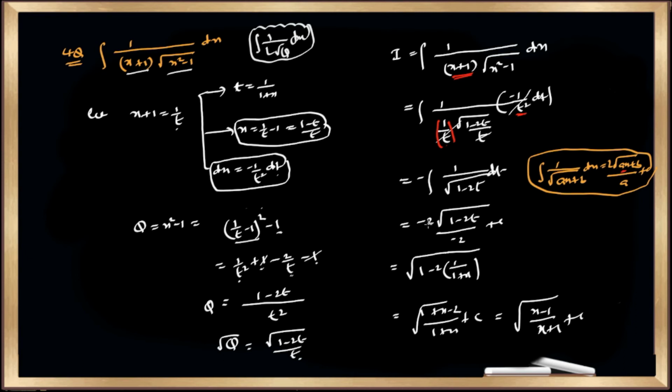So minus, 2 times, according to the formula, 2 times root over whatever is there in the root we have to write as it is: 1 minus 2t, divided by the coefficient, which is minus 2. This minus 2 gets cancelled. So we get root over 1 minus 2t. Now in the place of t we have to write again 1 by 1 plus x. So 1 ones are 1, x ones are x, minus 2. So 1 minus 2 is minus 1. So root over x minus 1 by x plus 1, plus c, is our answer.